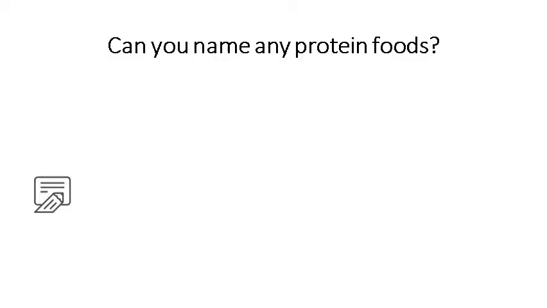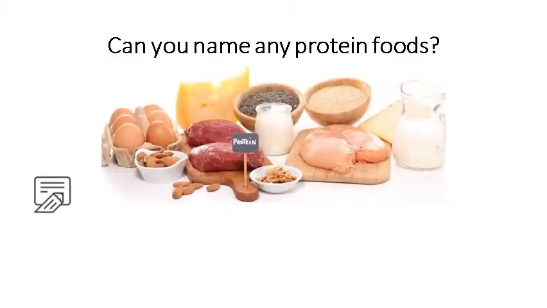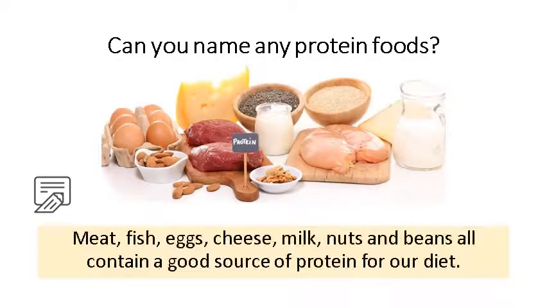So protein foods, when we name them, the main ones that are high in protein and high in amino acids, very high: meat, fish, eggs, cheese, and milk. And you can notice from just those five that they come from animals. So these animal proteins are very high in protein.